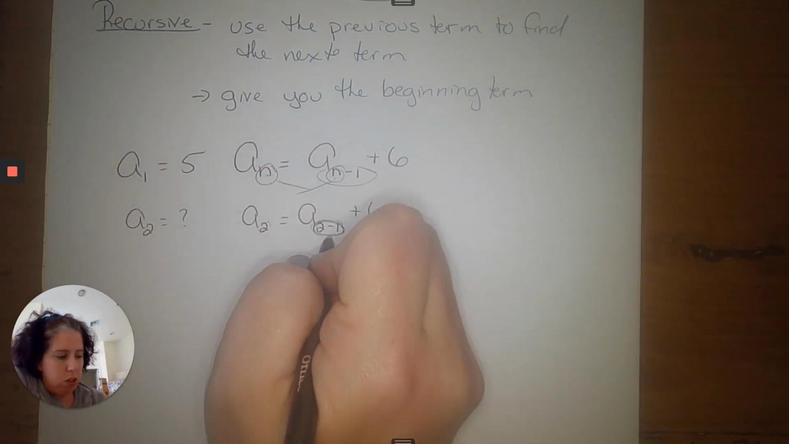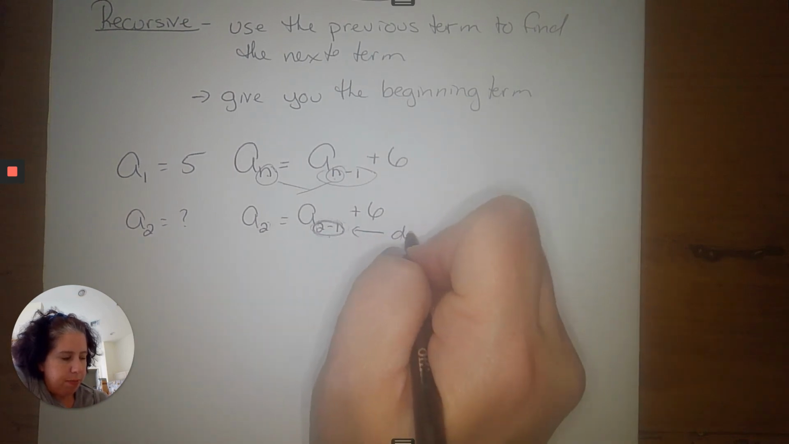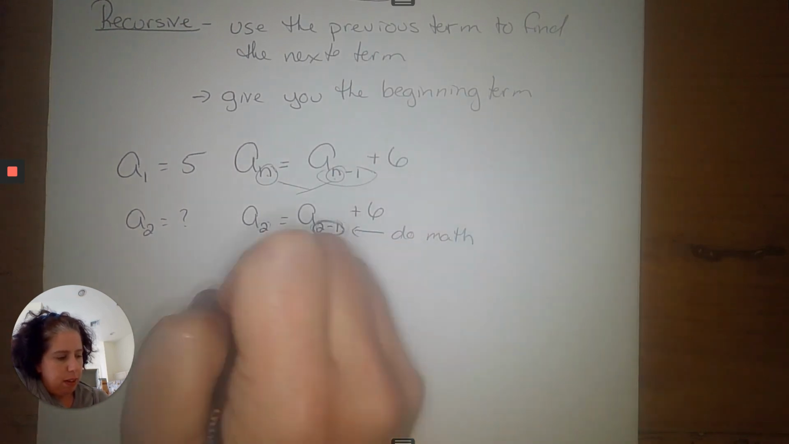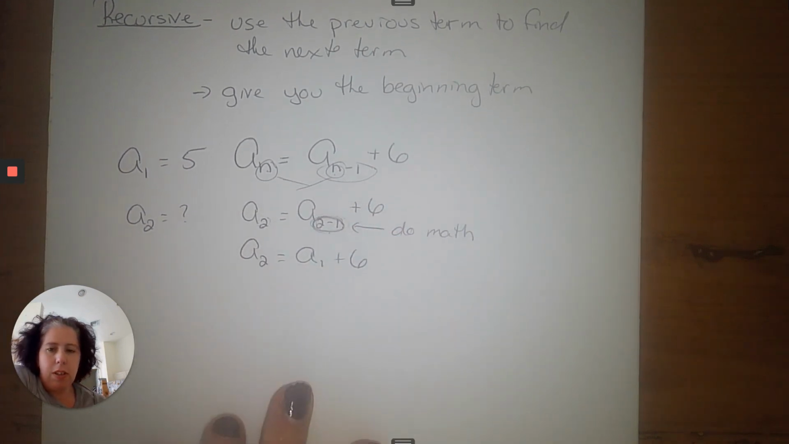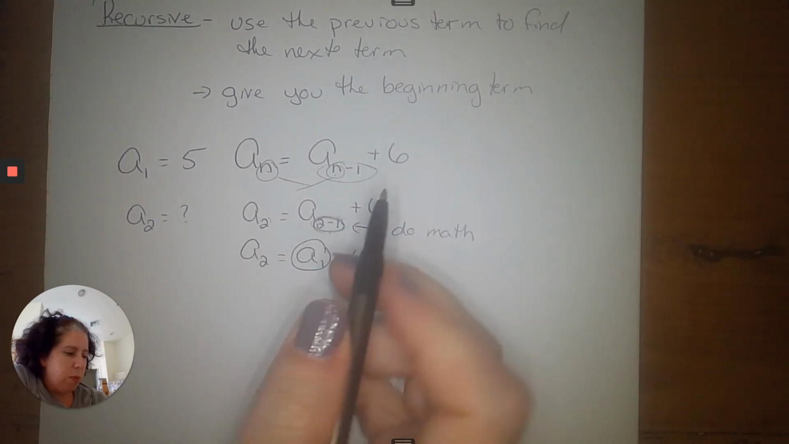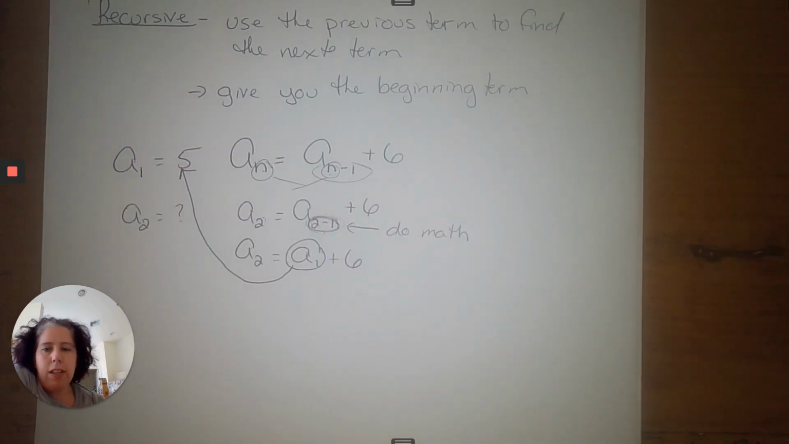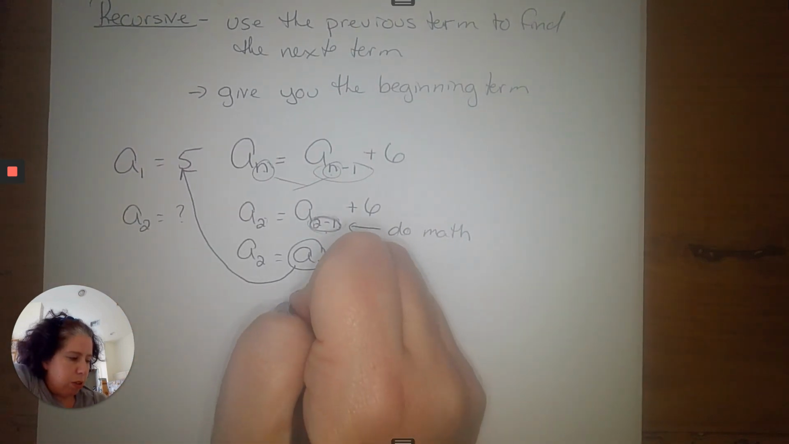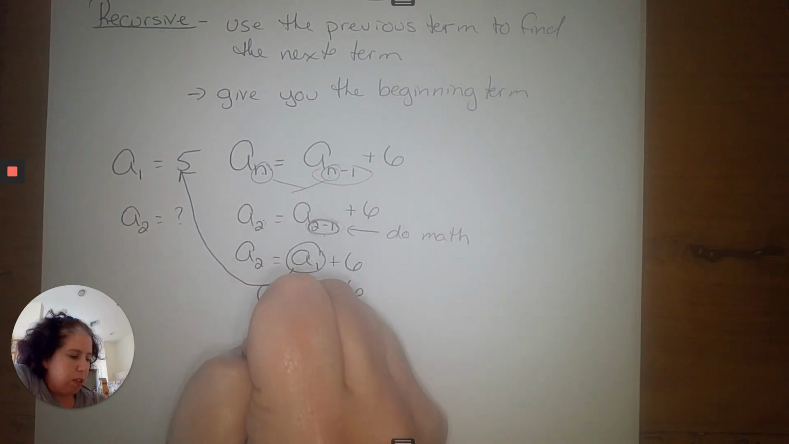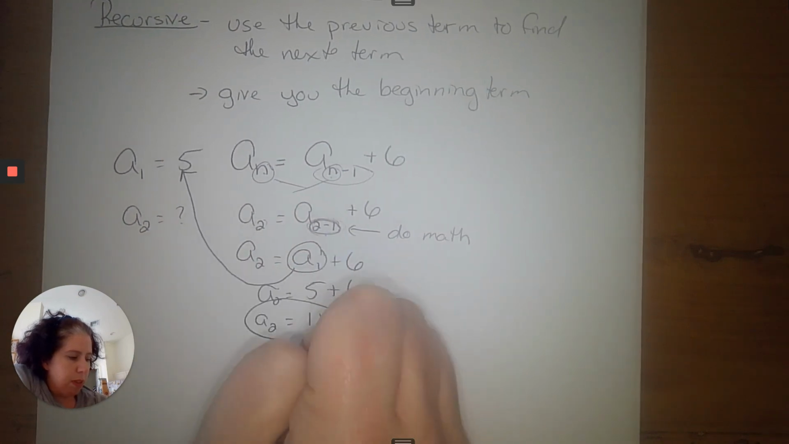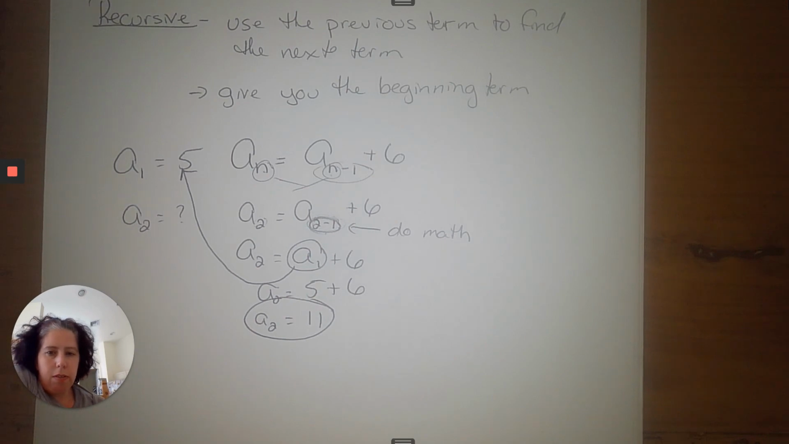Then you're going to do this math. So we got a2 equals a1 plus 6. This says take a1, and a1 we already know. That was 5. So all we're going to do is substitute 5 in. So a2 is whatever 5 plus 6 is, so the second term is going to be 11.